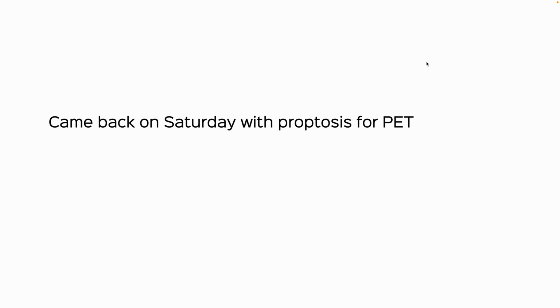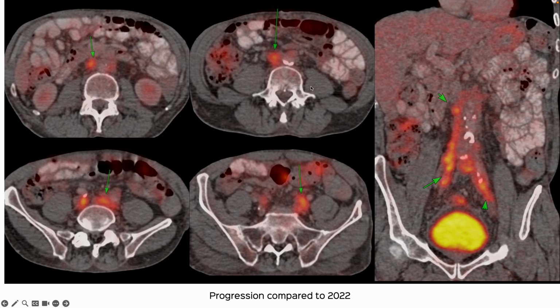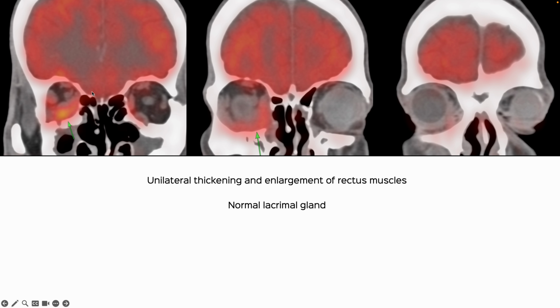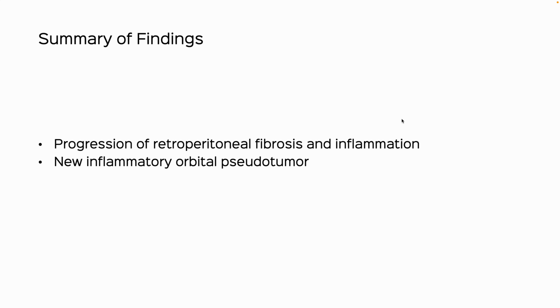So anyway, he came back on Saturday with proptosis for a PET, and I'm not fully aware of what has happened in the interim. But the PET shows progression of disease, some new disease around the aorta and the IVC, and the orbital disease, which is presenting as an inflammatory pseudotumor involving the rectus muscles, but the lacrimal gland is normal, and that's important, as you will see in a minute. So this is multi-organ involvement. There's progression of retroperitoneal disease and inflammation, and there's new orbital pseudotumor.